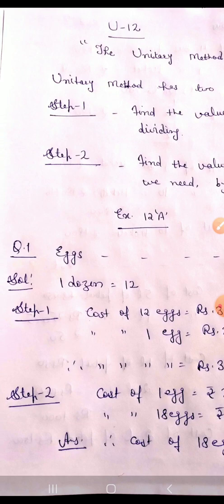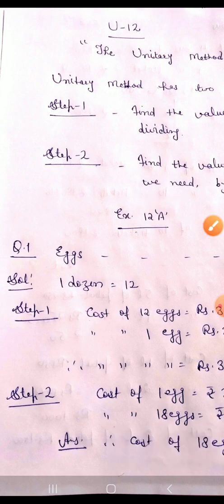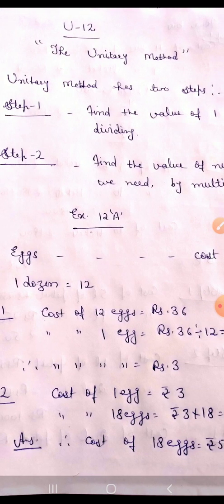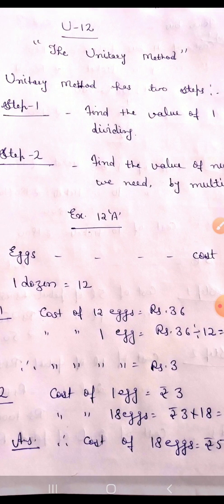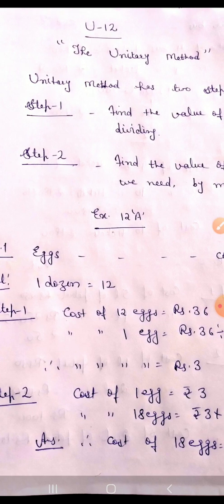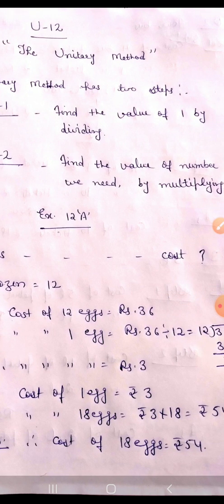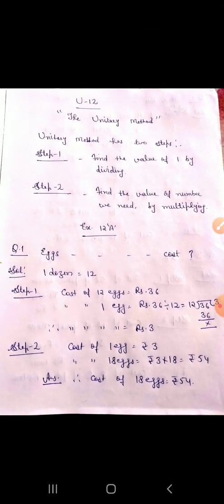Now in step 2 we have to find out the number that we need. That we need means here, what is this? 18 eggs, we have to find out the value of 18 eggs. In this step 2, the cost of 1 egg, which we found in step 1, the answer which came, rupees 3, that will be the first line of step 2. Cost of 1 egg is equal to rupees 3. Now you have to find out the cost of 18 eggs. See, this 18 is more than 1, so here we will multiply. 18 3s are 54. Okay dear?